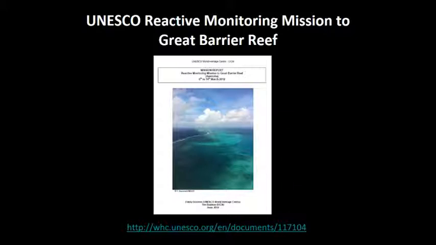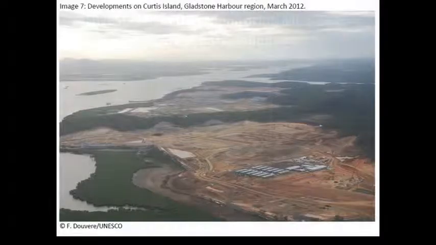Fanny Douvere and Tim Badman, wrote this really hard-hitting report. When I read it, because you read most international documents and reports, and they're just so wishy-washy. They never criticise anyone. They're never hard-hitting. This is a hard-hitting report. It really is. You can go and put the link there in the slides if you want to have a look at it. But basically they focused on development along Curtis Island, where these big gas trains were being built, liquefied natural gas refining plants were being built.